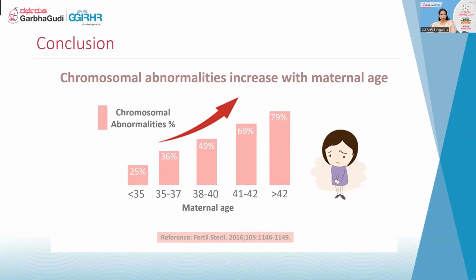35 to 37 years old, 36%, and 38 to 40 years, 49%, 41 to 42, 69%, and more than 42, 79%. So this is the increase of chromosomal abnormalities with the increase in age. The older the female, the more risk there is of carrying an abnormality in the gametes. So based on the age also, we should select.